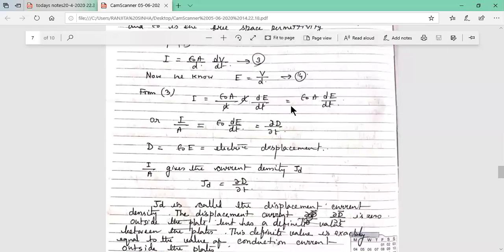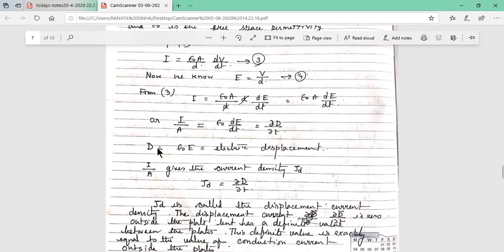So I by A, actually D equal to epsilon 0 E. This is called electric displacement. And I by A gives the current density JD. Current density is defined as I by A, and this is called JD. JD equal to what? Del D by del T. And what is electric displacement? Capital D equal to epsilon 0 E. It is the electric displacement.